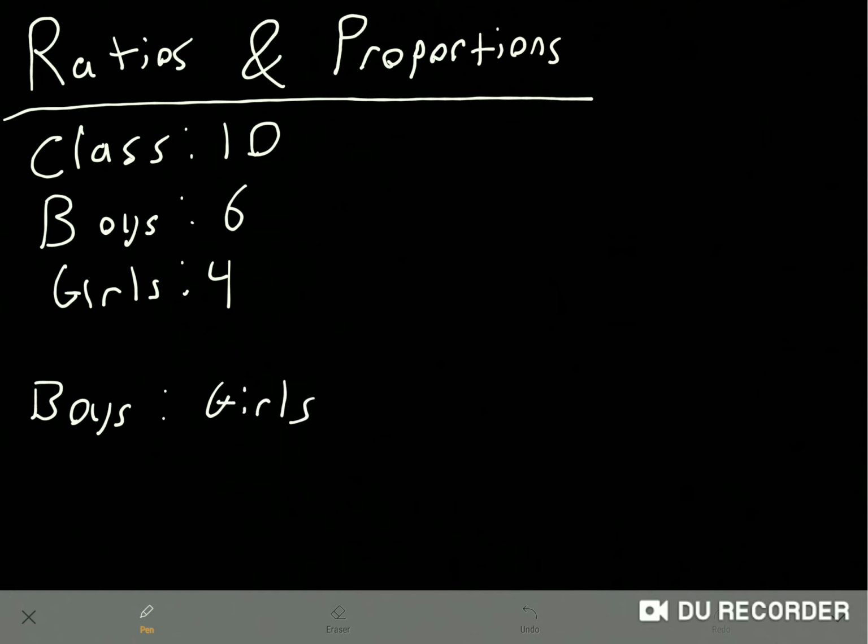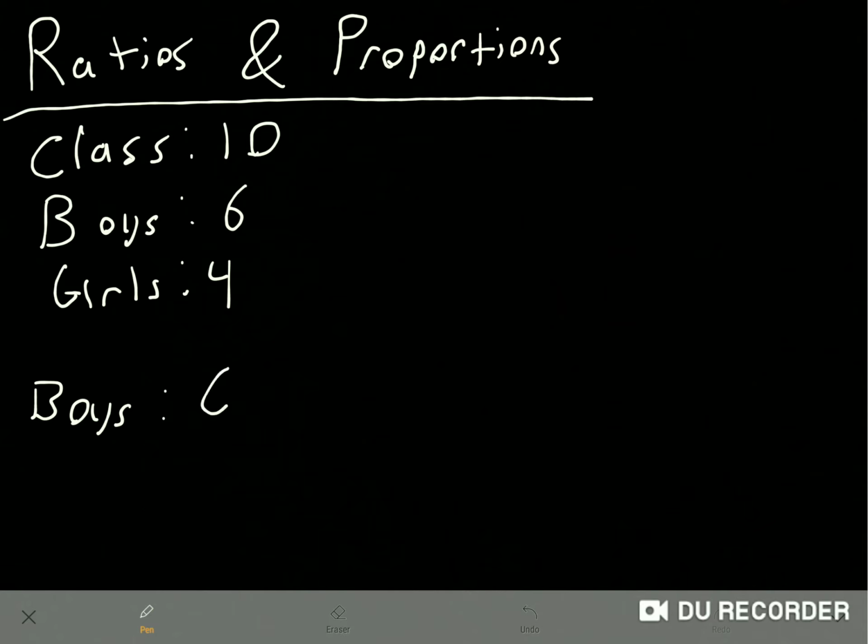We would say this as boys to girls. When we read this ratio of boys to girls, we always write a colon between the two numbers we're comparing, and we say that as "to." We know that we have 6 boys and 4 girls, so we can write the ratio as 6 to 4. That tells us there's 6 boys for every 4 girls, or vice versa.